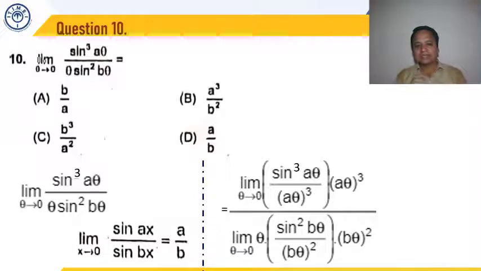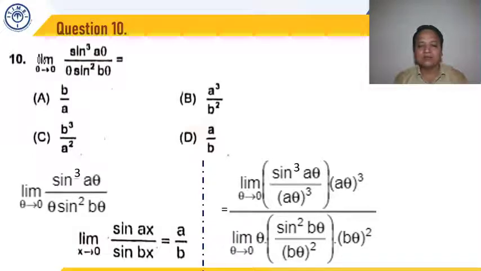The numerator was sine cube a theta, so in the numerator we multiply and divide by a theta whole cube. In the denominator we had theta given in the question, and then sine square b theta, so we multiply by b theta whole square in the numerator, and in the denominator we multiply by b theta whole square and divide it also.